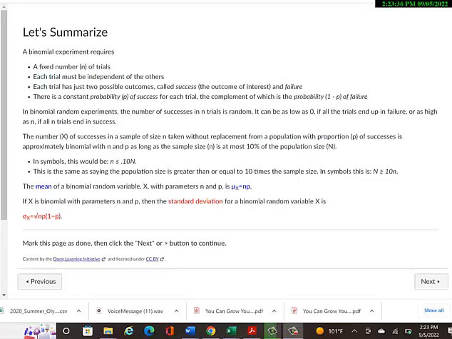Now let's just take a minute to summarize what we've learned in this module before we move on to the next topic. If any of these things are missing from your notes, please write them down because they're very important.